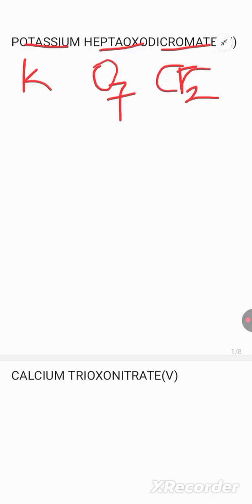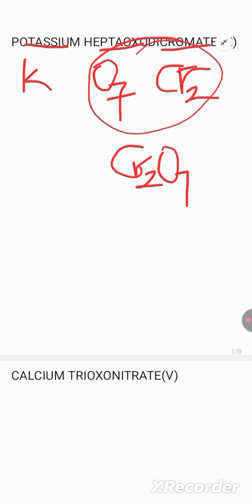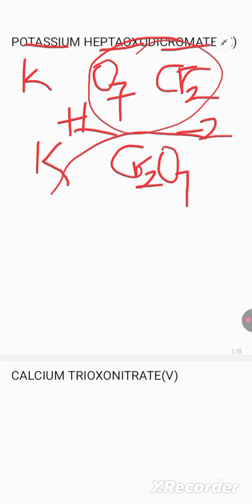One thing I want you to take note of is that the last two elements normally join together to form a radical compound. So they are going to have Cr2O7. Potassium will now stand alone. Now we do the combining valency. This one is +1, this one is -2. 2 will come here, 1 will come here.